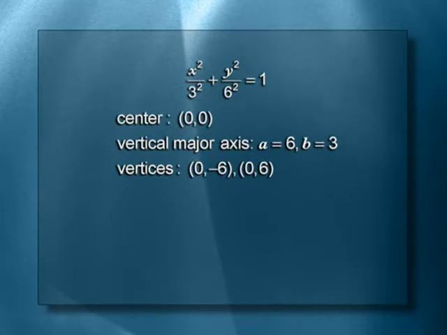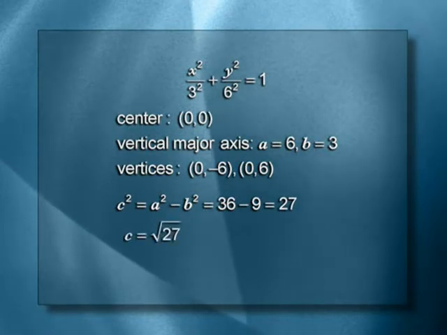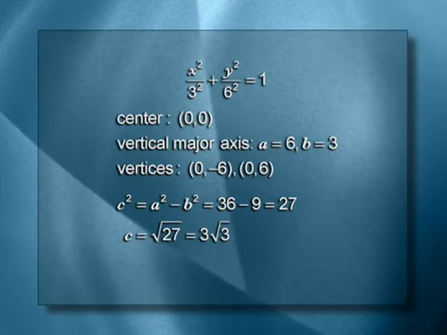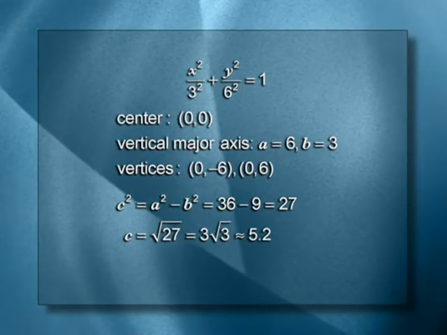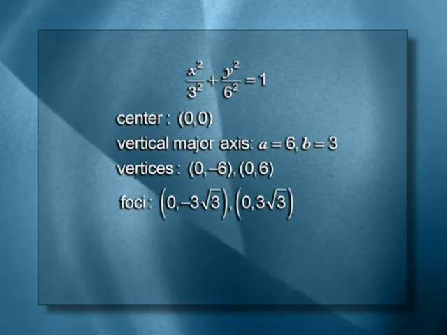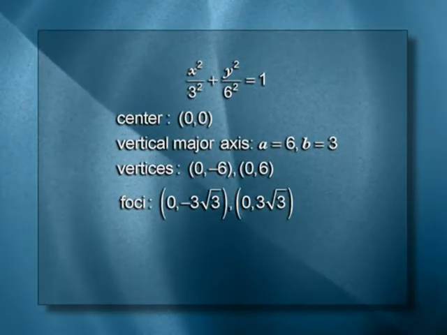Okay. How about the foci? Where are they? Well, remember that equation, c squared equals a squared minus b squared. And we know a and b. So plug it in. 36 minus 9 equals 27. So c is the square root of 27, or if you simplify, it's 3 root 3. On a calculator, that's about 5.2. So now we know a lot of things about this picture. We know where the vertices are, where the center is, and where the foci are. They're 3 root 3 away from the center. So you could plot those 2 points, 0, 3 root 3 going upwards, and 0, minus 3 root 3 going downwards.